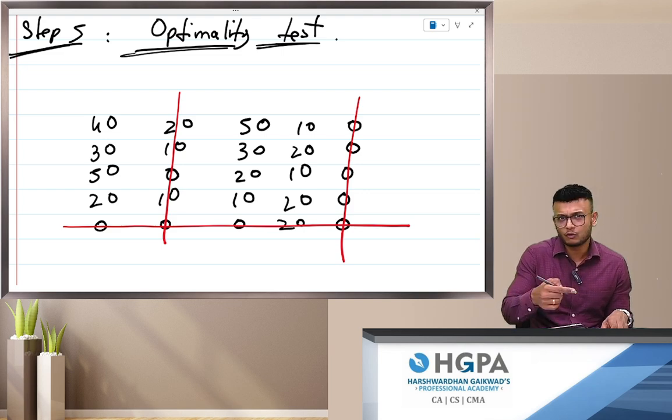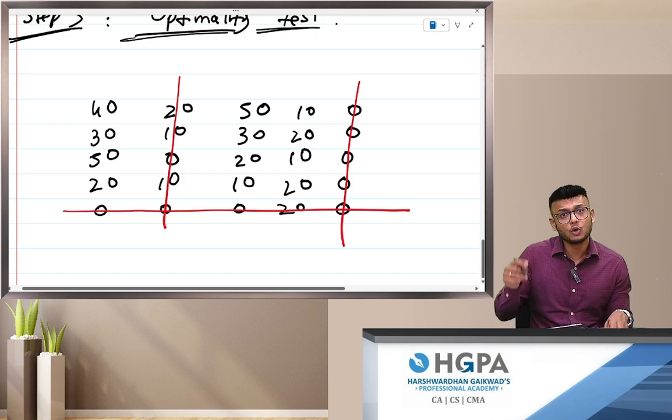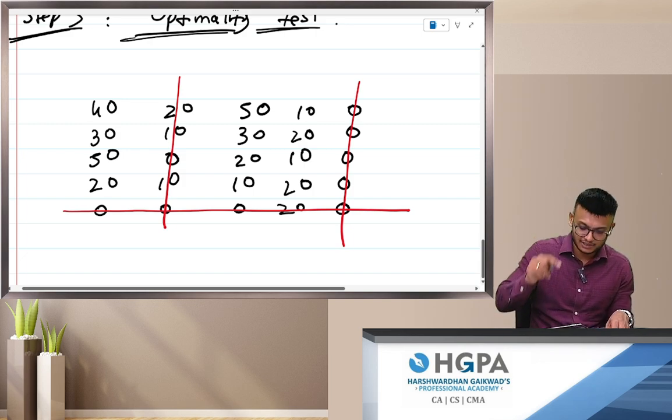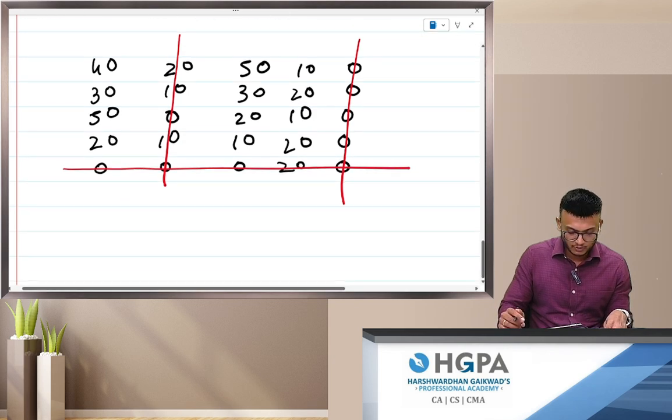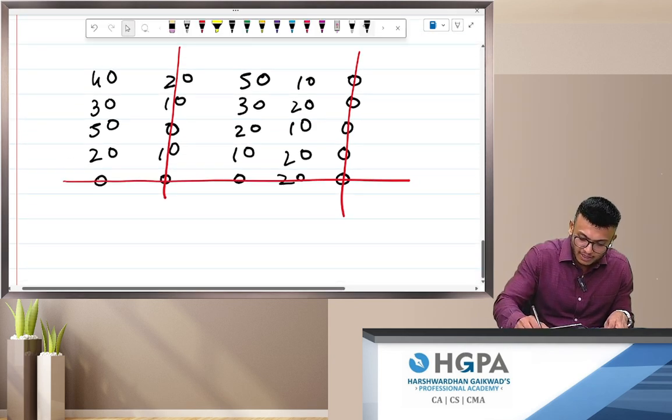But I've already told you how to make it optimal. Find out the lowest number and add it to the intersection. Can you please tell me which is the lowest number from the uncovered elements? Sir, I think it is 10. 10 is the lowest number. Start doing it. Start making a new matrix, please.